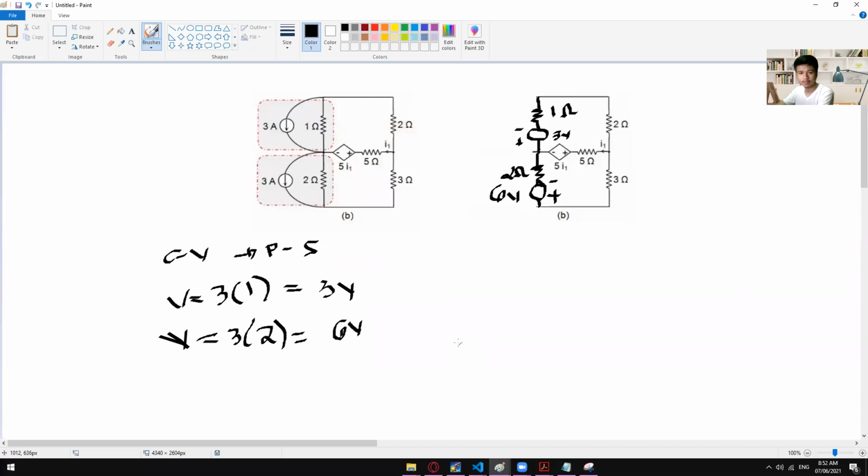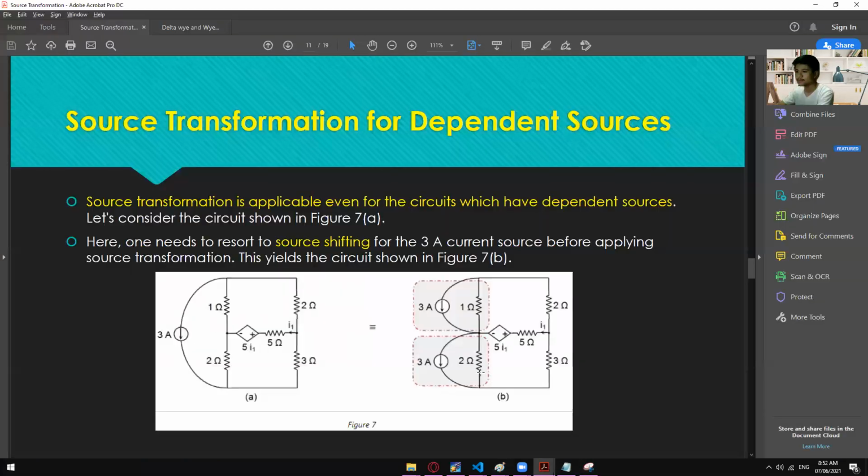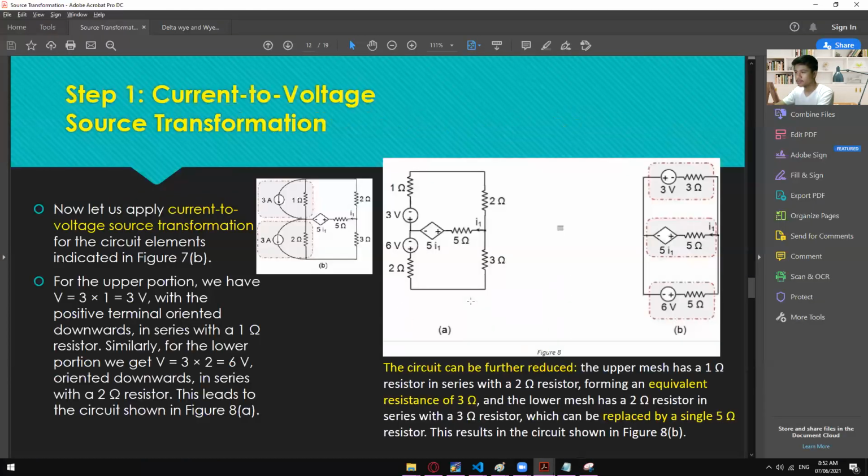All right, so okay, good. After transforming this one, we will now have this kind of circuit. Then you can simplify this a little bit more or arrange it into something like this. We now have this 3 volts and then 1 ohm going up right here. The middle part will stay as it is, and the lower part will go right here.